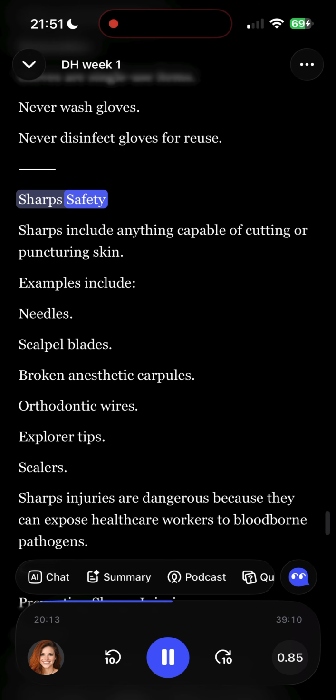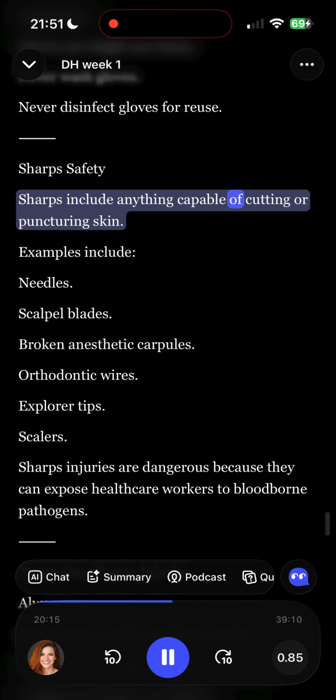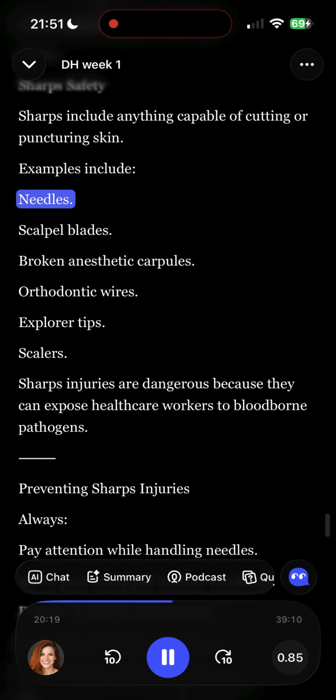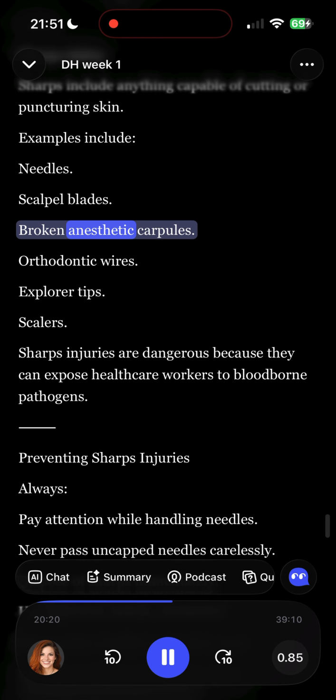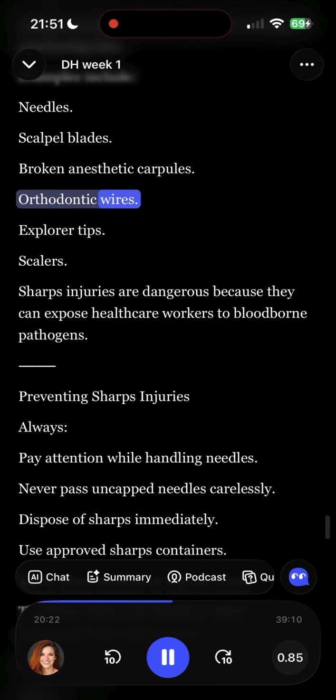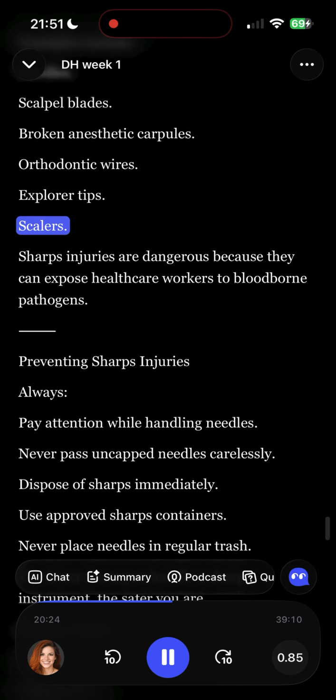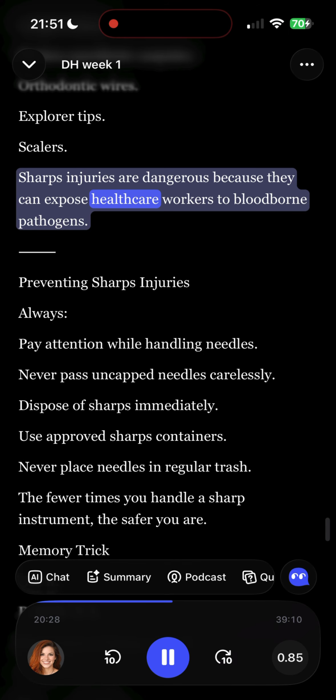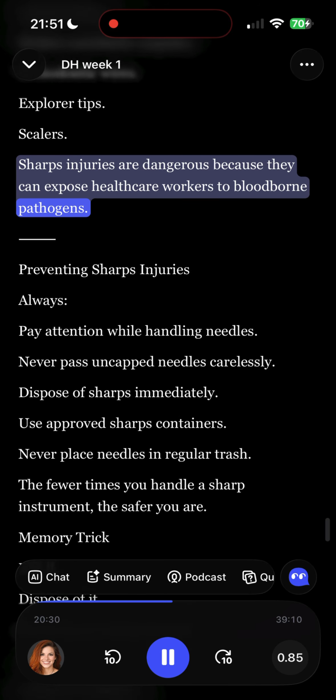Sharps safety. Sharps include anything capable of cutting or puncturing skin. Examples include needles, scalpel blades, broken anesthetic carpules, orthodontic wires, explorer tips, and scalers. Sharps injuries are dangerous because they can expose healthcare workers to blood-borne pathogens.